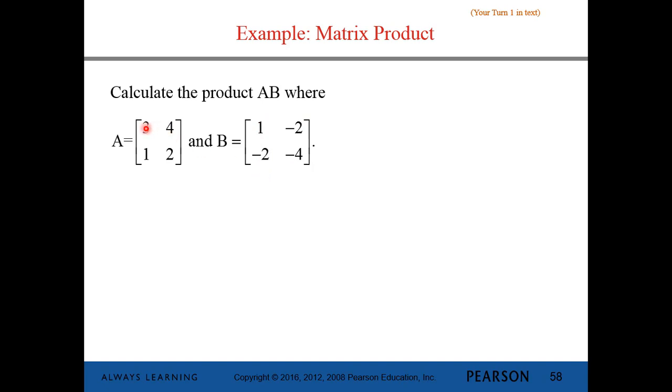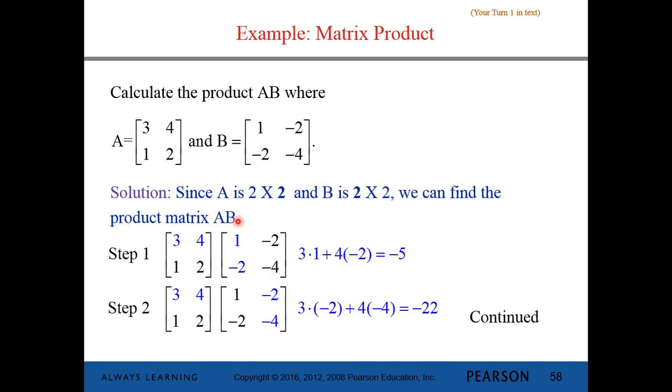Okay. So we're going to do this row with this column. So we're going to go 3 times 1 plus 4 times -2. So we're going to go 3 times 1, which is 3, plus 4 times -2, which is -8. And so 3 plus -8 is -5. So the element is going to be -5. And so that's what we get here, -5. So first row, first column.